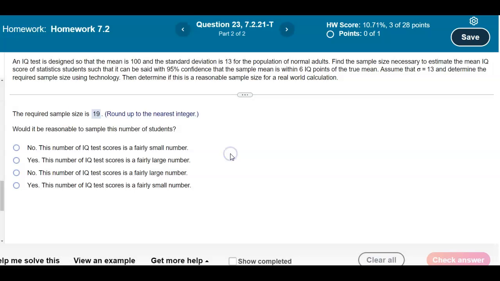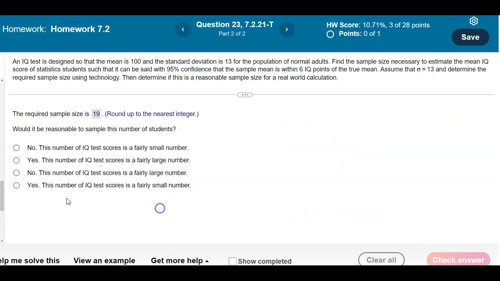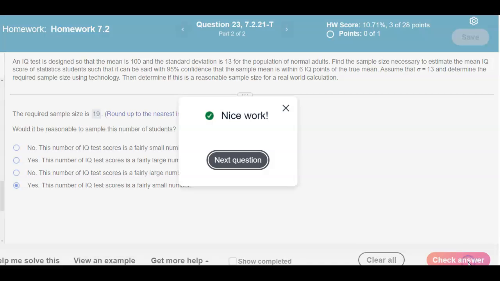And there's our answer. Now the question says, would it be reasonable to sample this number of students? Well, since we found that the sample size is 19, it would be reasonable because it's a fairly small number. So we would say yes, this number of IQ test scores is a fairly small number. So that is our result.